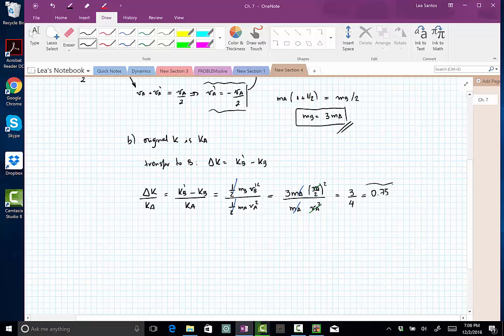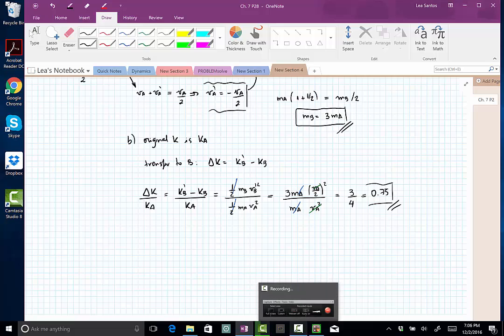So we found that fraction. Not all the kinetic energy of A is transferred to B, because if it was, we would have found 100%, but just a part, a big part actually, is transferred: 75%.